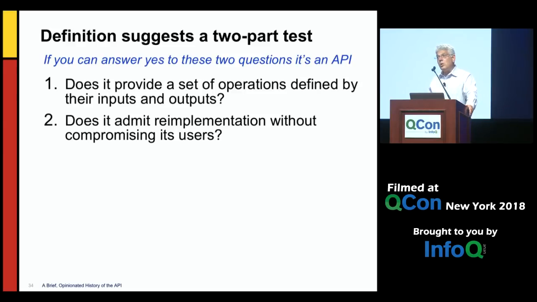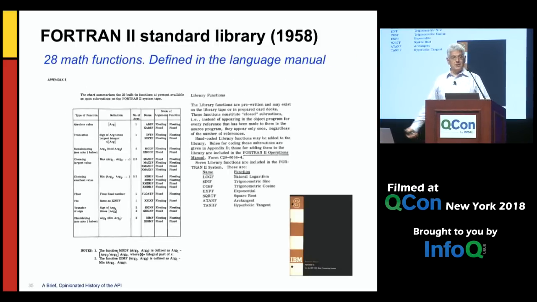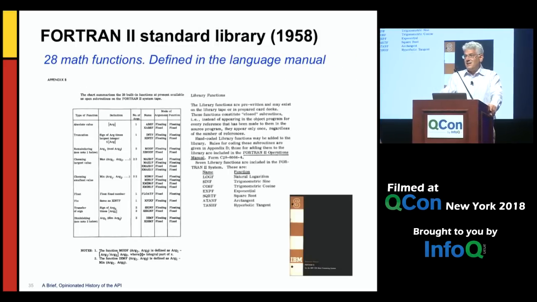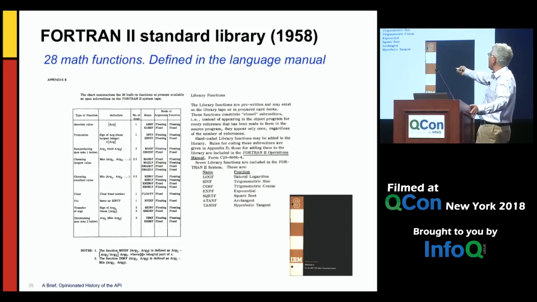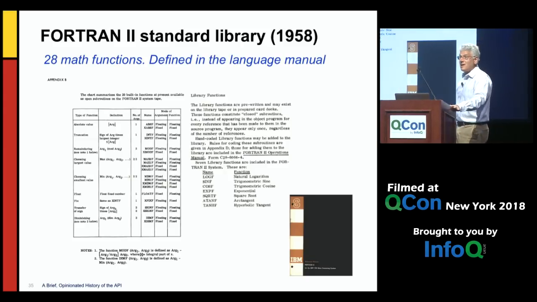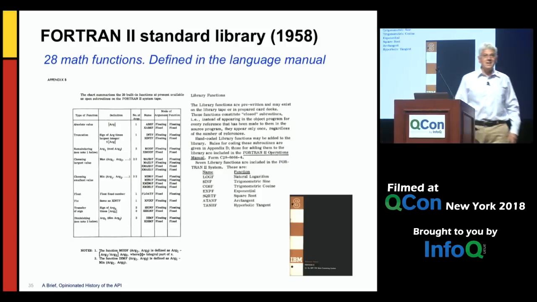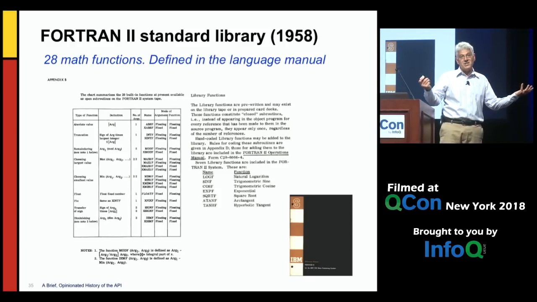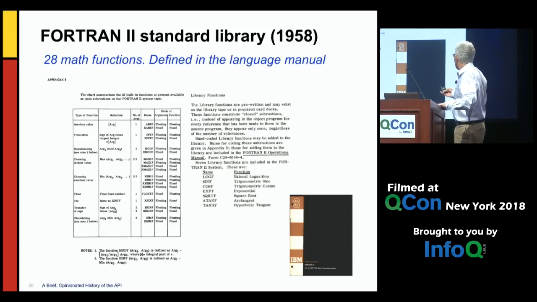So now let's take a whirlwind chronological tour of 12 reasonably important APIs of the past 50 years. The first one that I'm going to discuss is the Fortran Standard Library. In 1958, when Fortran 2 came out, it came out with 28 math functions, and they're all listed in this table here. This is the Fortran Standard Library, and astonishingly, it still works. If you write a Fortran program today using these library functions, it will still run. So APIs kind of last forever.